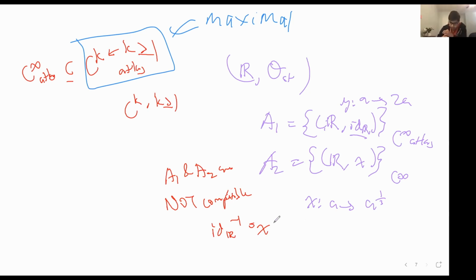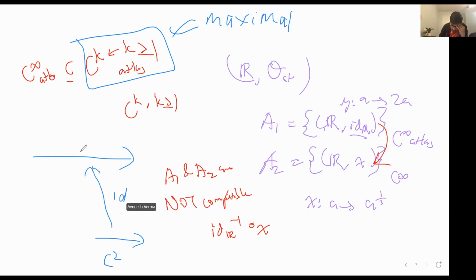Oh wait, don't you mean identity after? So wait, hold on. We're starting at the chart in A2. Wait, no, we're starting from a chart in A1 and we're transitioning here. So we've got this, and let's call this C2, which is in A2. So to go from here to here, don't we need to do identity inverse first? Yeah, identity inverse first, and then we go to X. So wouldn't this be X after identity inverse?